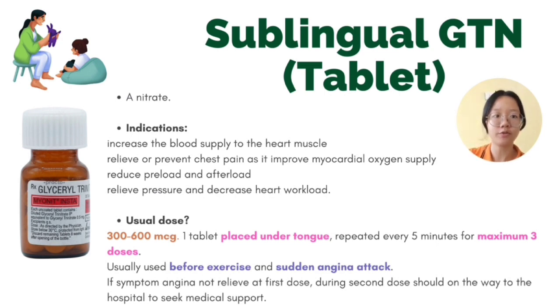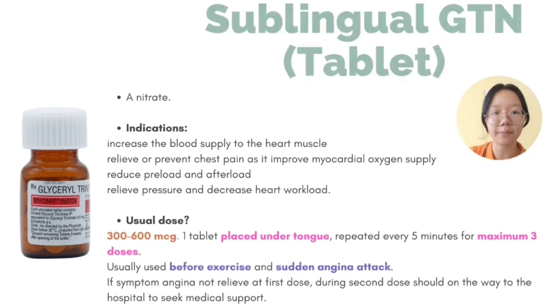The usual dose of GTN is 300 to 600 micrograms. It is administered as one tablet placed under the tongue. This can be repeated every 5 minutes up to 3 doses. GTN is typically used before exercise and during a sudden angina attack to alleviate the symptoms. If angina symptoms are not relieved by the first dose, the second dose should be taken while on the way to the hospital to seek medical support.